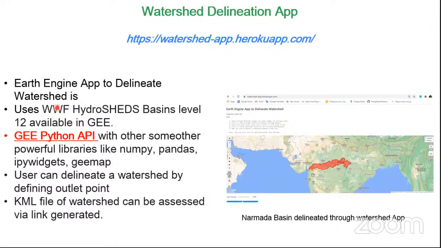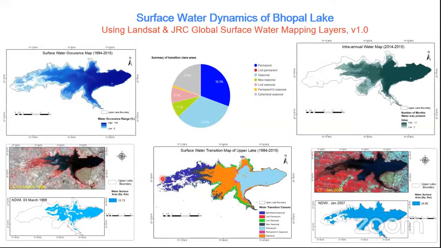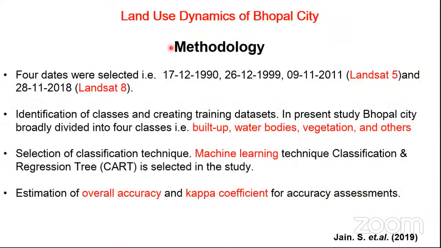With the help of Google Earth Engine, we have created a watershed delineation app. Those who are working in hydrology can relate to the fact that delineation of a watershed is a very complicated but necessary task. But with the help of Google Earth Engine, we have developed an app. You just need to put a dot over an outlet and you can create a watershed in the Google Earth Engine platform. Then there is also a data set available in Google Earth Engine for mapping the surface water dynamics of a particular area, showing how a water body changes from time to time. You can analyze that for a particular region also.